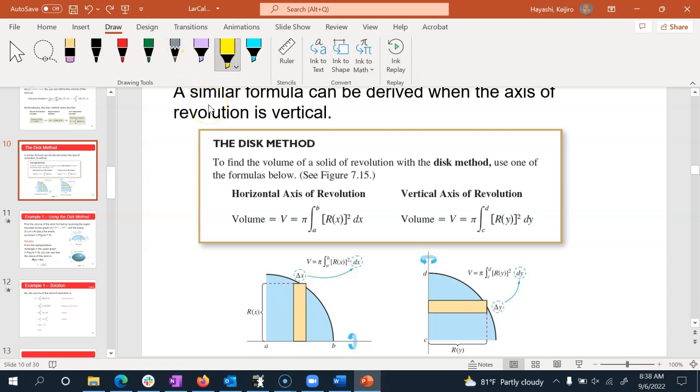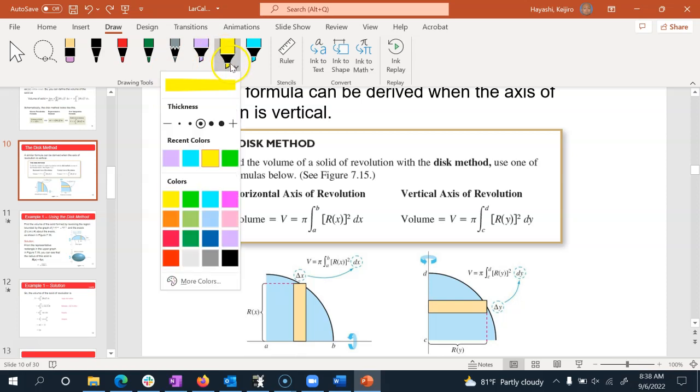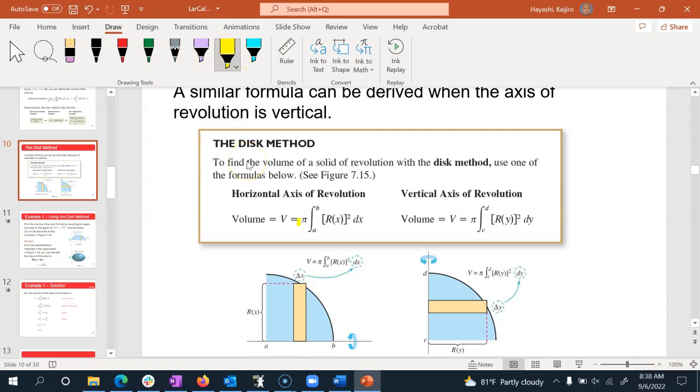Okay, but if you've got a horizontal axis of revolution, just like the example that we saw, this is the formula for that. Pi times the integral from a to b of r of x. R of x represents the radius of the disk, and it's a function of x. And that gets squared, and then integrated. And that's if you have a horizontal axis of revolution.